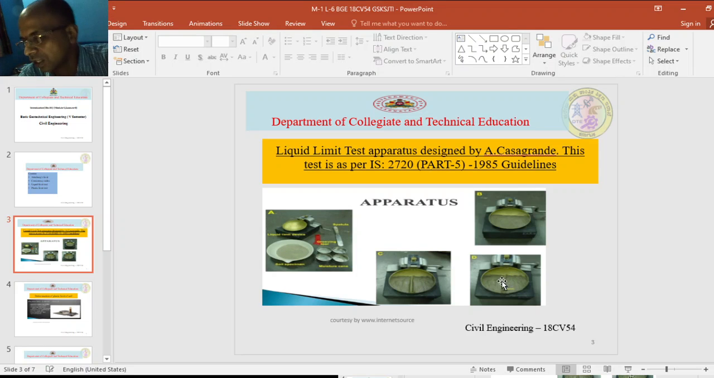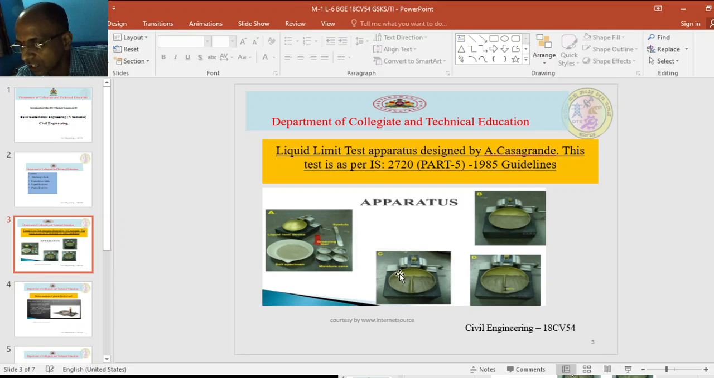Next, add the required quantity of water, mix it thoroughly, and make the required consistency. Once a height of fall of 1 centimeter is ensured using the adjustable screw here, take a spatula and transfer the paste into this cup in this fashion. Ensure the thickness of the soil is neither greater nor less than 1 centimeter. It should be exactly 1 centimeter thickness.